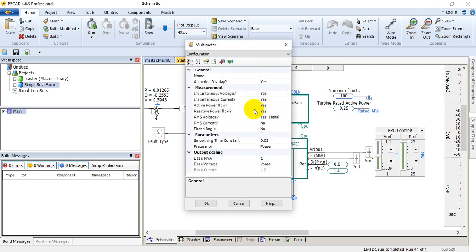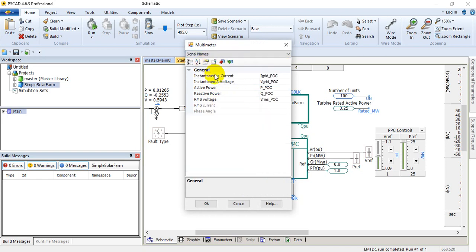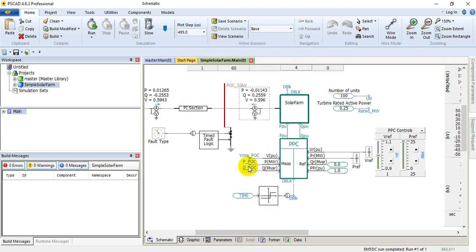Now, these are the three inputs. When you click on this multimeter, you can see that you have selected the measurements: active power, reactive power, and RMS voltage. Here you can go through the signal names: VRMS POC, PPOC, and QPOC. These three measurements are added, and the measured values are fed here. These are taken as the input values to the PPC.